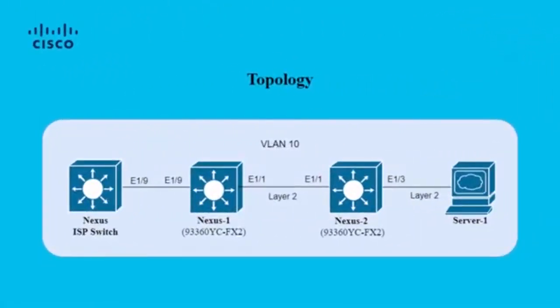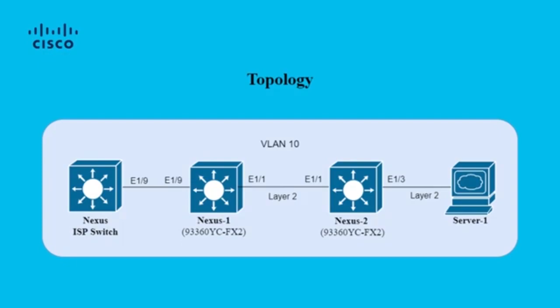Now let's take a look at how to execute this isolation in our lab. Here's a look at our topology. We have 3 Nexus switches, 1 representing an ISP and 2 representing our environment, with a server connected to Nexus 2. Let's say our server team contacts us, complaining that they're receiving errors on server 1.